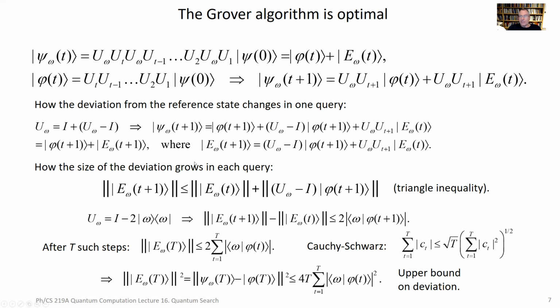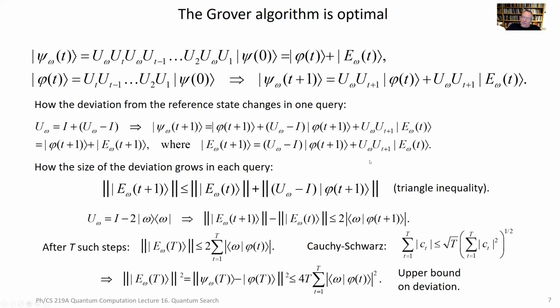Okay, so now I'm just going to use the triangle inequality to get a bound on how much that deviation grew in that last query. I'm going to say that the deviation after t plus 1 steps by the triangle inequality is less than or equal, and I'm using the operator norm to keep track of its size, the sup norm, is less than or equal to the deviation at step t. Well, sorry, not sup norm, because these are states. I just mean the norm of the state. You know what the norm of a state is. It's not an operator.